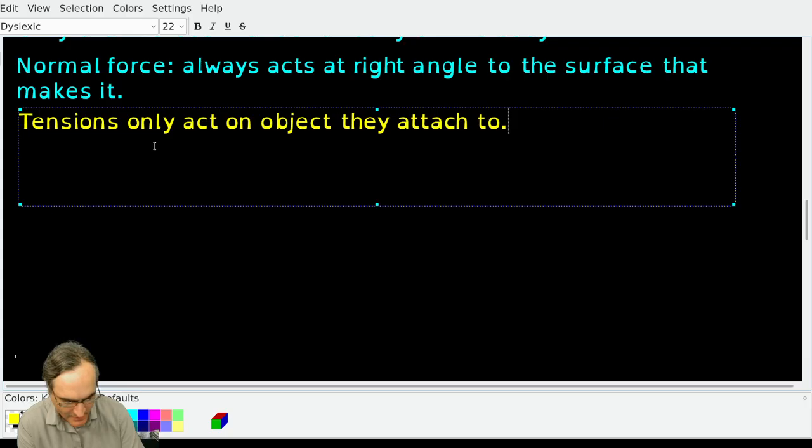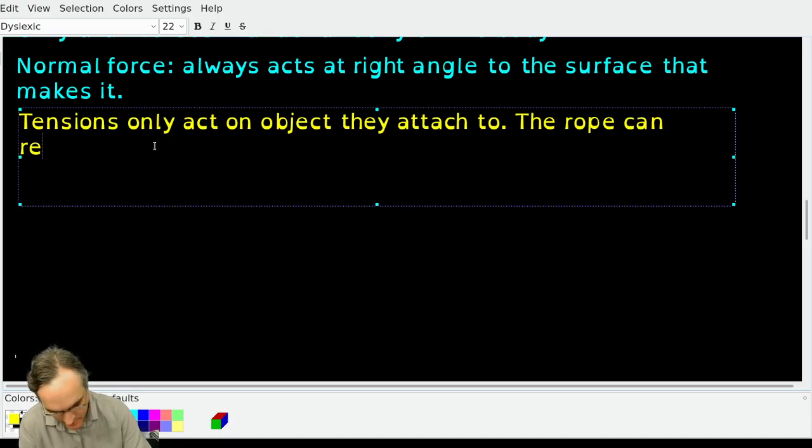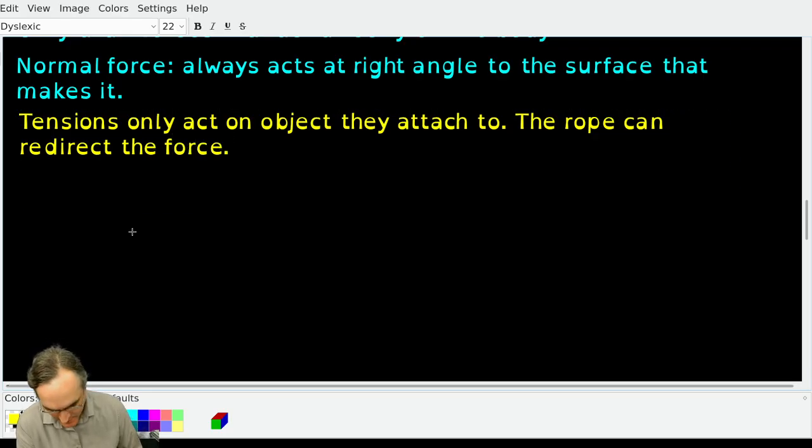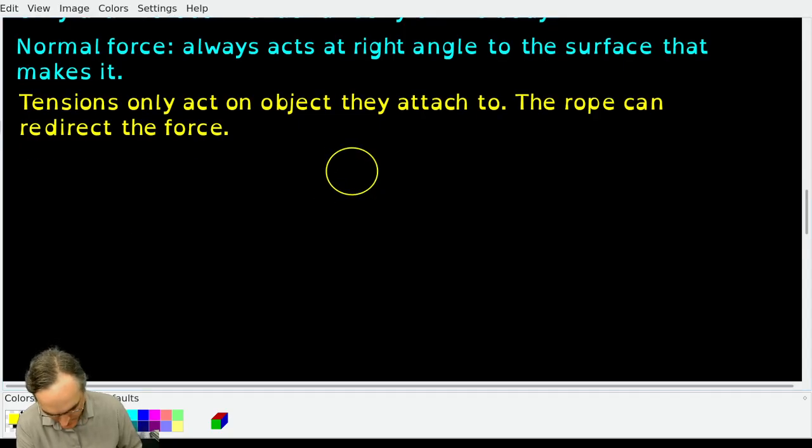Tensions will only act on the objects they attach to. Furthermore, the rope can redirect the force. So, as an example of the weirdness of tension, if you have a pulley and you have a couple of boxes hanging from said pulley with ropes used to attach them.